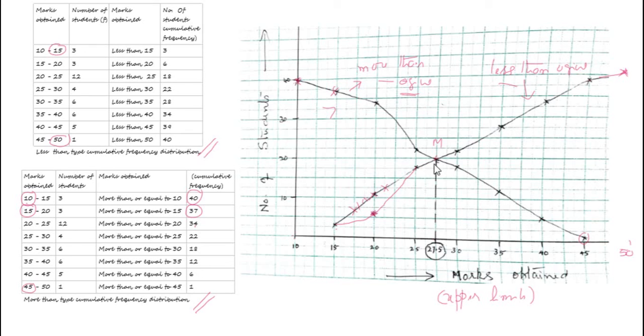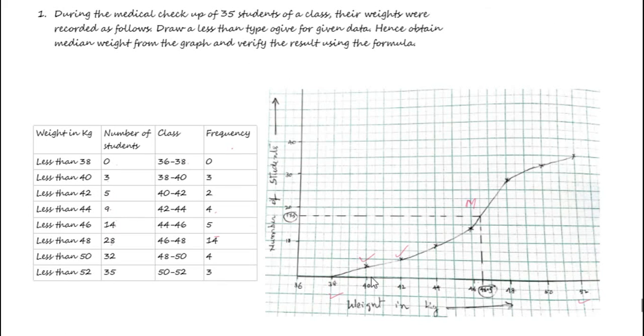Now let us take the point where these two curves meet, point M. From this point, let us drop a perpendicular to the x-axis. The point of intersection is the median. So the median here is also 27.5. There is no change. Let us solve one more problem.